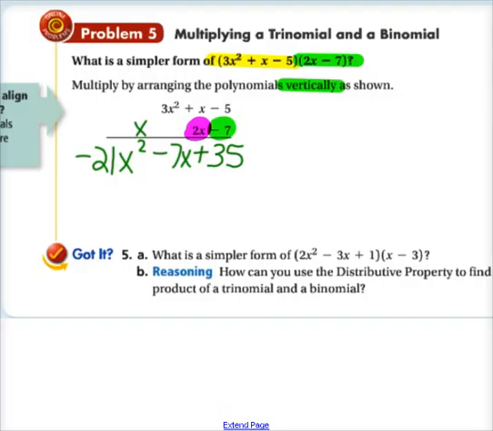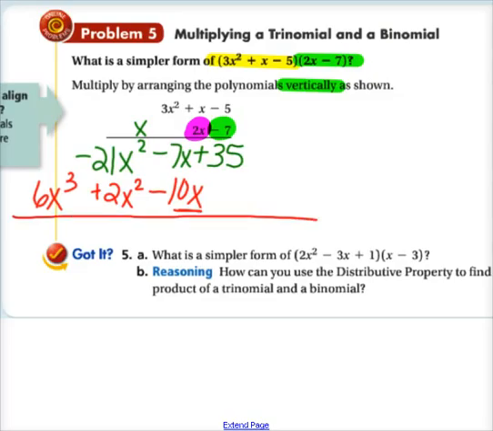Now, just like when you multiply, you do a placeholder. I'm not going to use x because I don't want to confuse myself with my problem. So I'm just going to start my multiplying right here. 2x times negative 5 is negative 10x. 2x times x is positive 2x squared. And 2x times 3x squared is 6x to the third power. Now I'm just going to add this up.